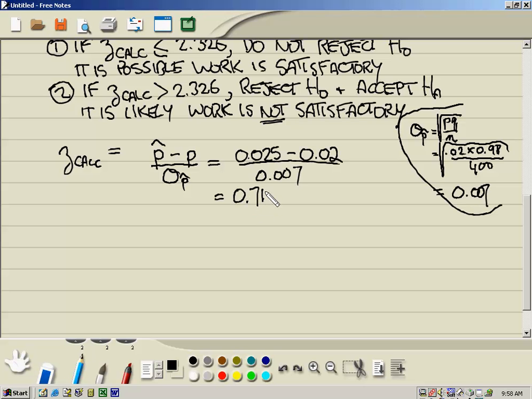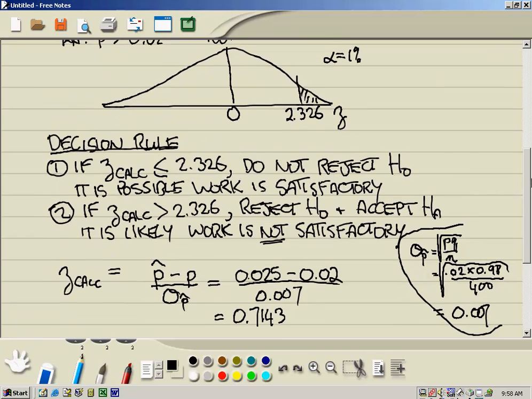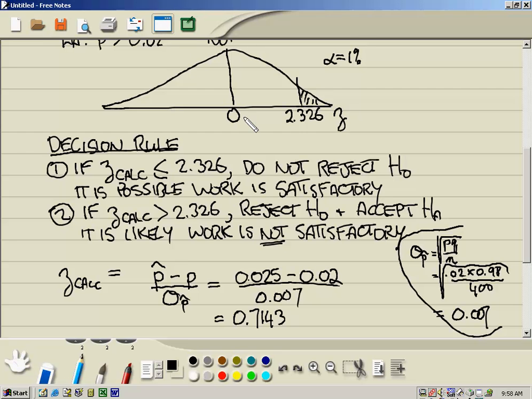Alright, 0.7143. Why did I say we don't need 4 significant places here? Well, the z values only go to 3 decimal places, but that's alright, we can use that. And so the 0.7143, just as we had for the sample proportion, 0.025, is right in the midst of the acceptance region.